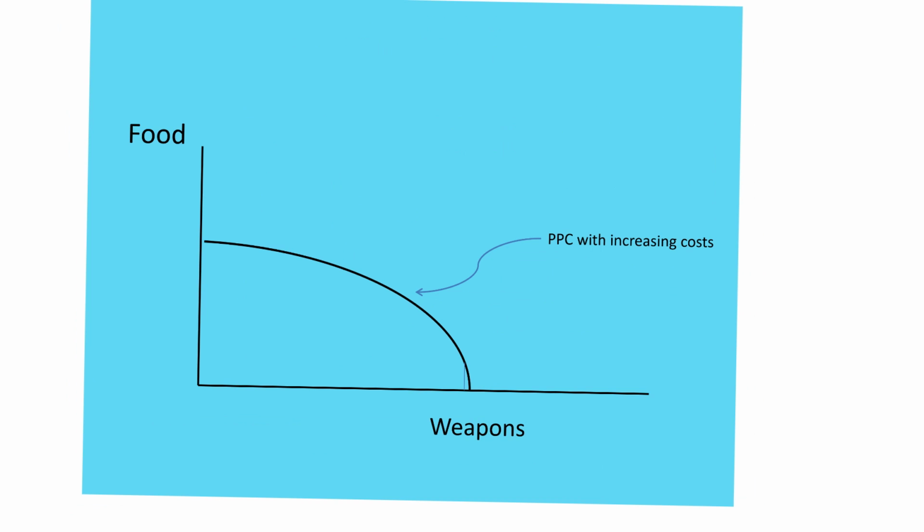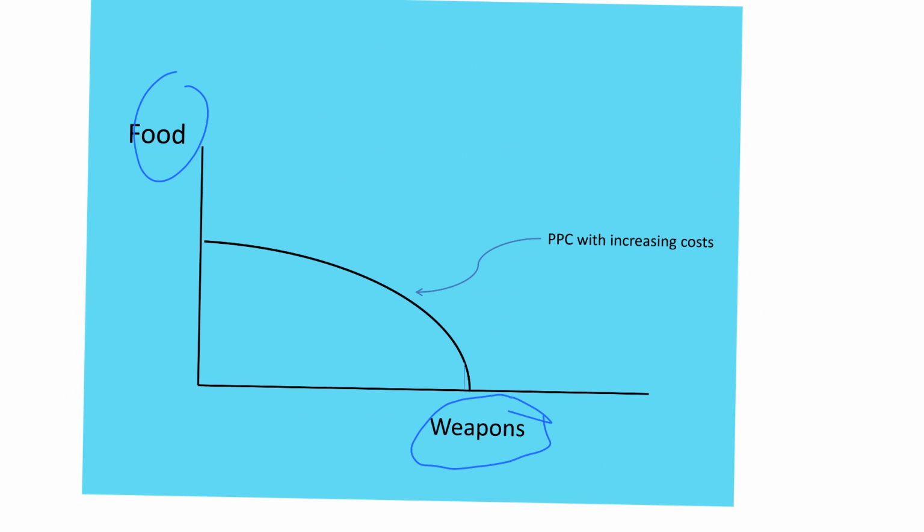Now, what we've dealt with before, you noticed it was a straight line PPC. It wasn't really a curve in that sense, but a straight line. Here, PPC with increasing costs. So the one we dealt with before is a constant cost PPC. This is an increasing cost PPC. And supposing you're a country that could produce either food or weapons. They used to call it guns and butter in the old textbooks.